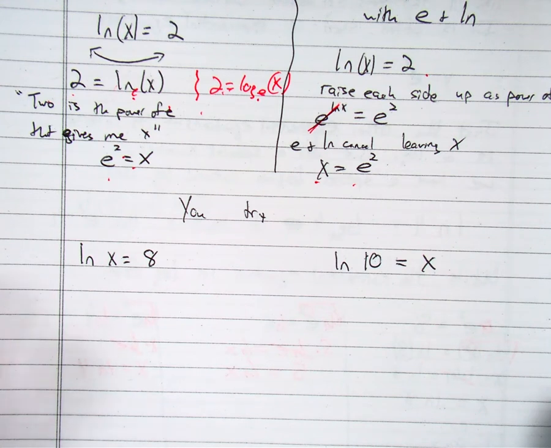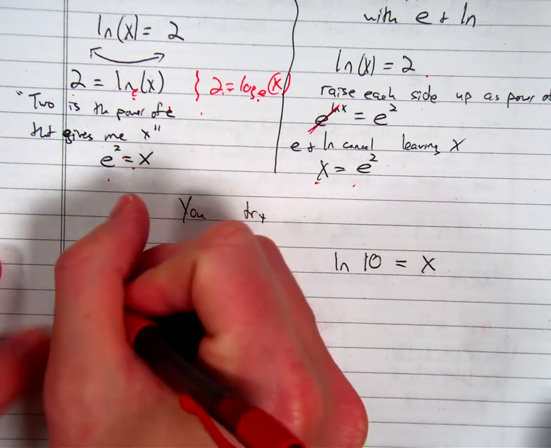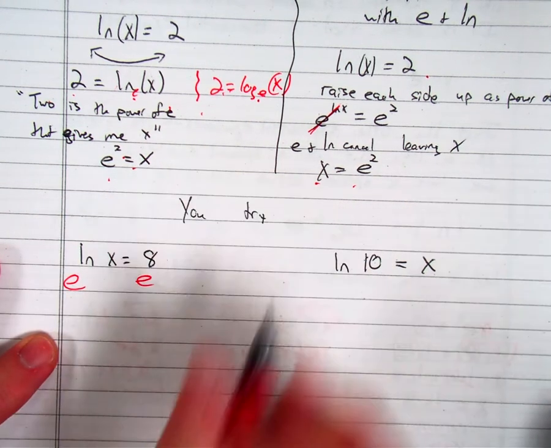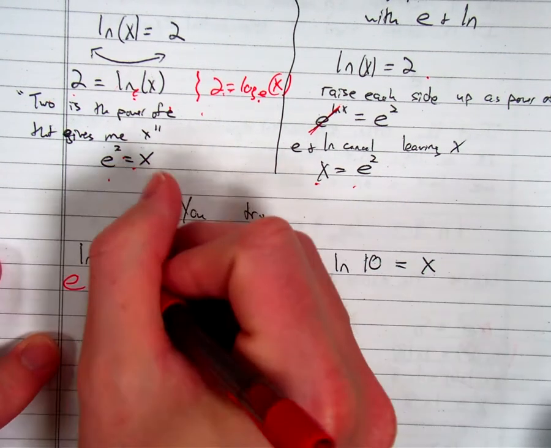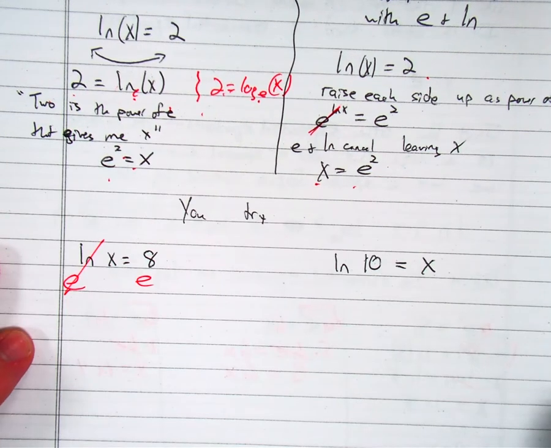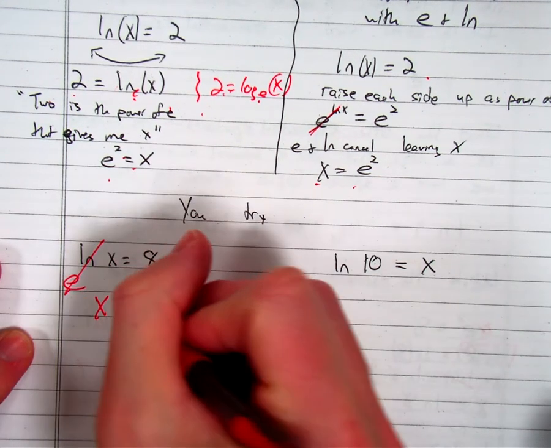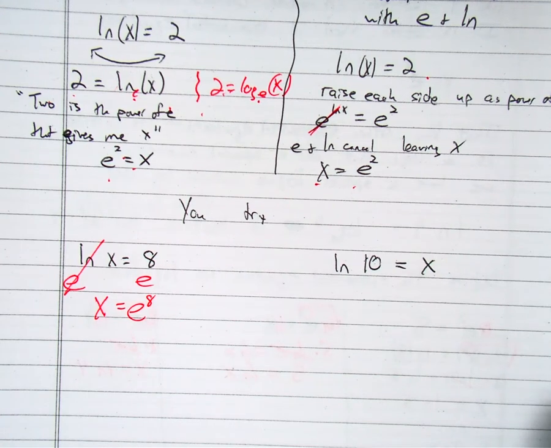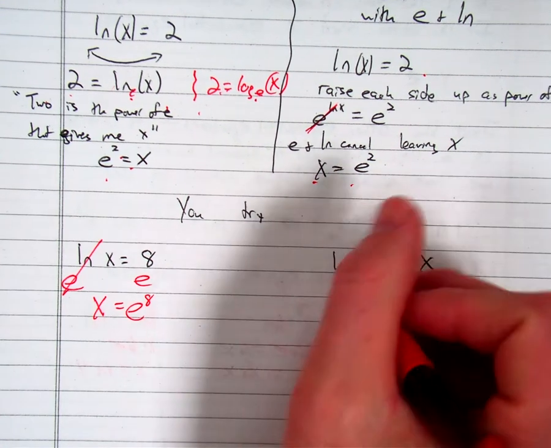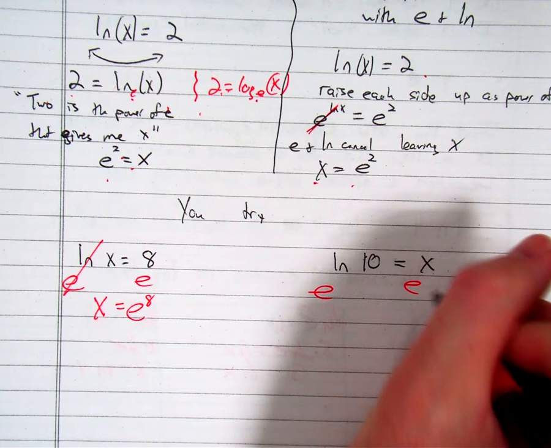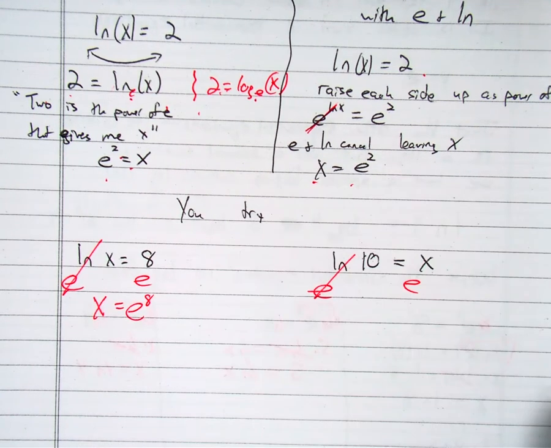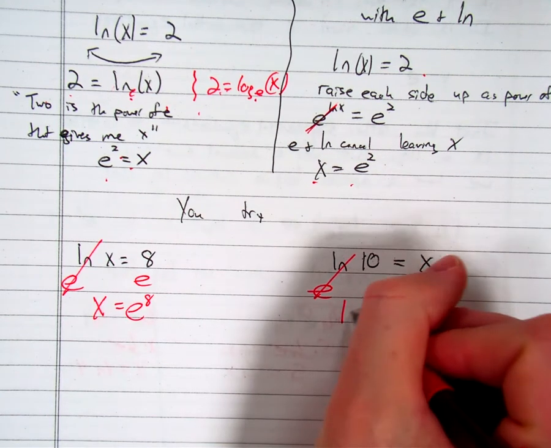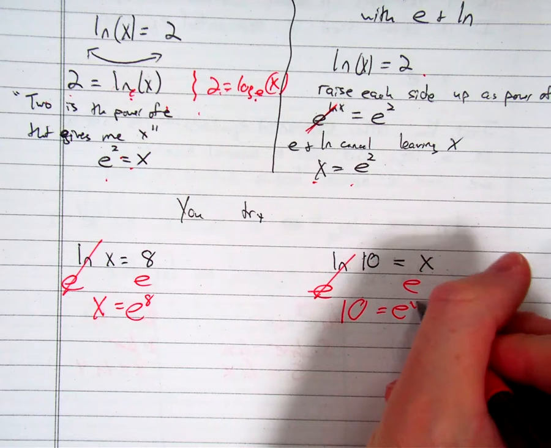Alright, let's see how you did. We're going to bump up e to the power of e. Natural log and e cancel out. X falls down. X equals e to the 8th power. Same idea over here. Bump up e to the power of e. E and natural log cancel out. 10 falls down. E to the x.